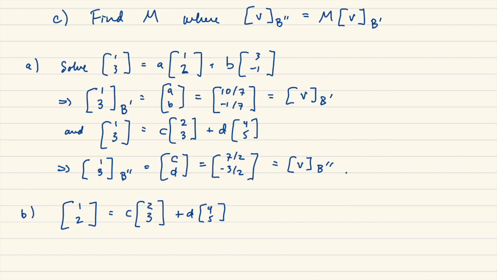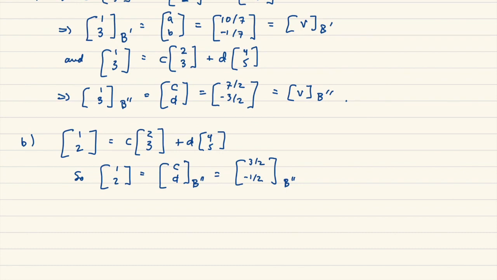And so that means that our basis vector 1, 2, I want to make sure I write this the right way. So 1, 2 is going to be CD with respect to B double prime. And it turns out if you solve the system, you end up with C is 3/2 and D is negative 1/2.